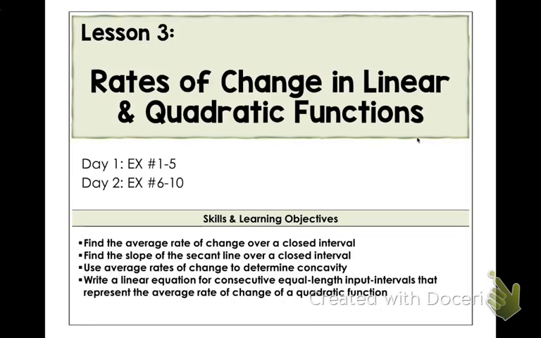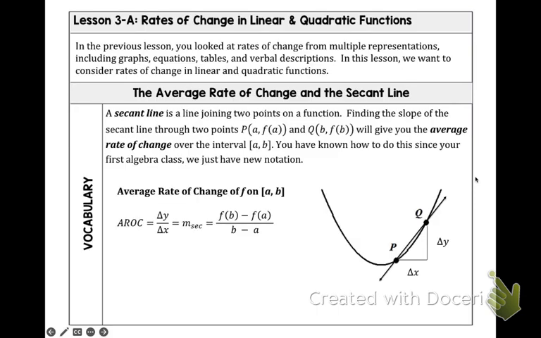Using the average rate of change to determine concavity is where we're going now, and then we'll get to the linear equation for consecutive equal length input intervals next class. Looking at the front top, it says in the previous lesson you looked at rates of change from multiple representations: graphs, equations, tables, and verbal descriptions. Today we're going to consider just rates of change of linear and quadratic functions.